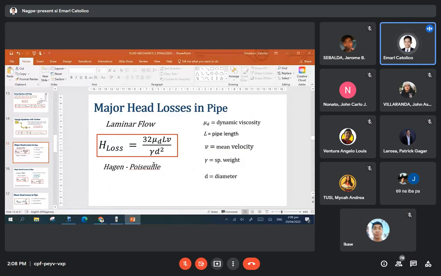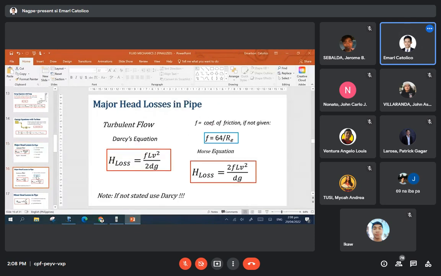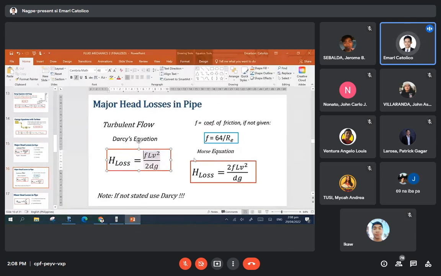So ang gagamitin mo dito kapag major head loss is yung Hagen-Poiseuille formula. So h loss is 32 times dynamic viscosity times length or pipe length times mean velocity divided by specific weight times diameter squared. Where gamit na gamit pa rin dito yung Darcy's equation and Morse equation. So as I said doon sa pumps, no? Default formula kapag head loss sa pipe ay Darcy. Kapag gagamitan mo siya ng Morse table, Morse equation ang gagamitin mo.